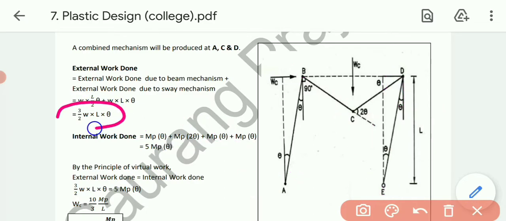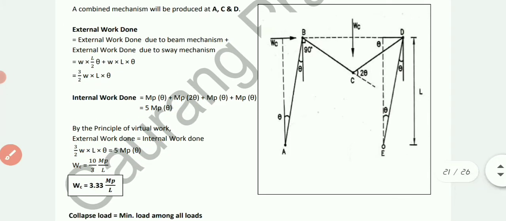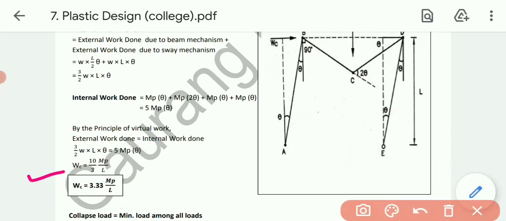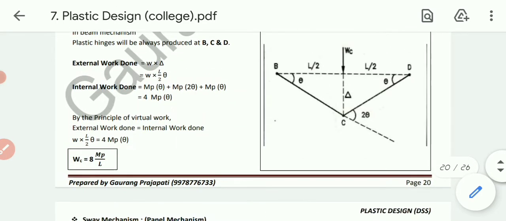So the external work is 3 by 2 WL theta, and the internal is 5 M_p theta. Let's equate these two terms: 3 by 2 WL theta equals 5 M_p theta. By solving this, I will get W equals 10 by 3 M_p by L, so I can say 3.33 M_p by L. So we have got three mechanisms: beam, sway and combined. As we are going to calculate the load, the load will always be taken as the minimum load.